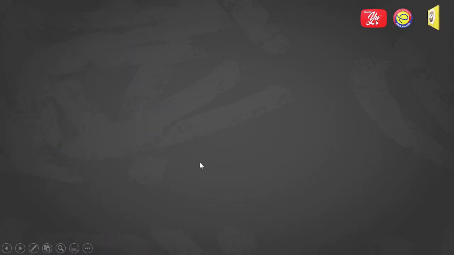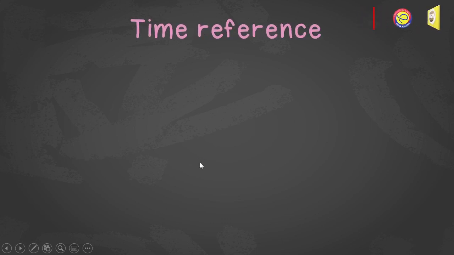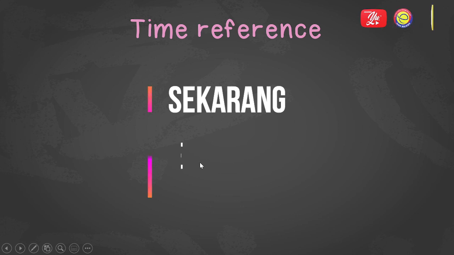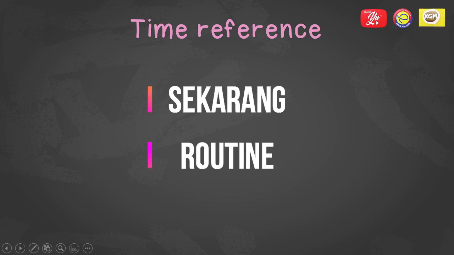If you notice, in all of the sentences that I've shown you throughout this video, there are words or phrases that are known as time reference. So time reference can help you out untuk membezakan present continuous and simple present tense. Remember, present continuous digunakan untuk bercakap tentang perkara yang berlaku sekarang, and simple present digunakan untuk bercakap tentang perkara yang rutin yang kamu lakukan berulang kali.